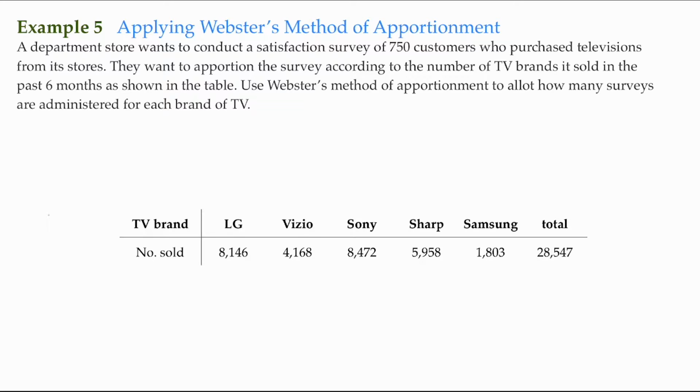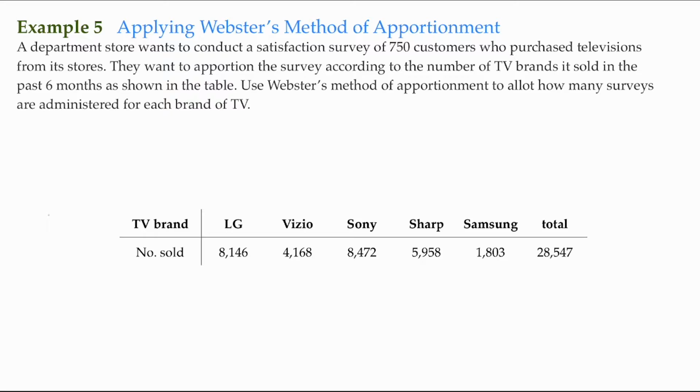Now, as the years went on, serious flaws started to appear in Jefferson's method of apportionment. So in 1842, Senator Daniel Webster introduced his method of apportionment. And his method is sort of a combination between Hamilton's method and Jefferson's method.